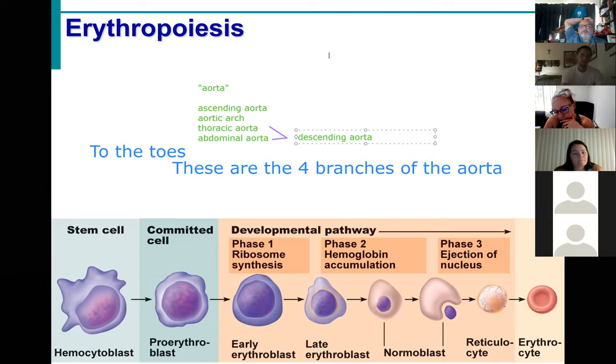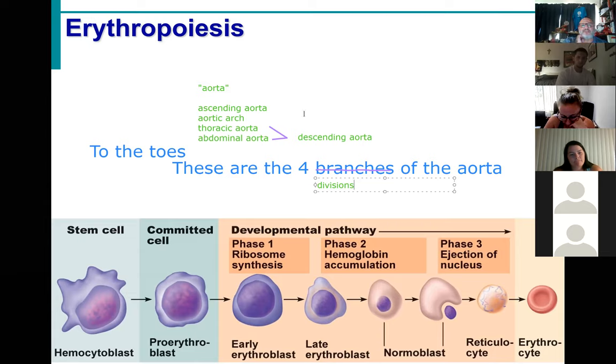I noticed someone wrote here about these are the four branches of the aorta. I wouldn't say that these are the branches. I'd be careful with that word branches. What I would say is these are the four divisions of the aorta, because the branches are the things that come off of them.